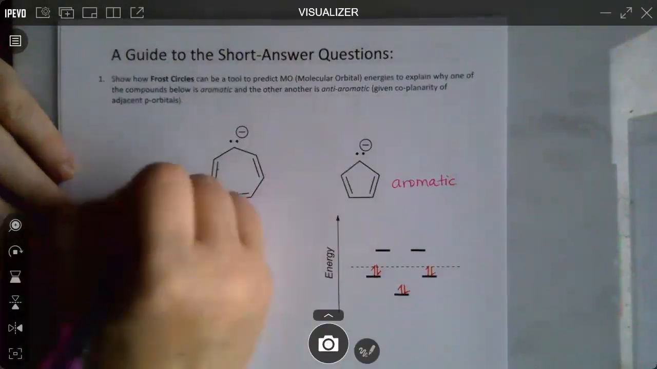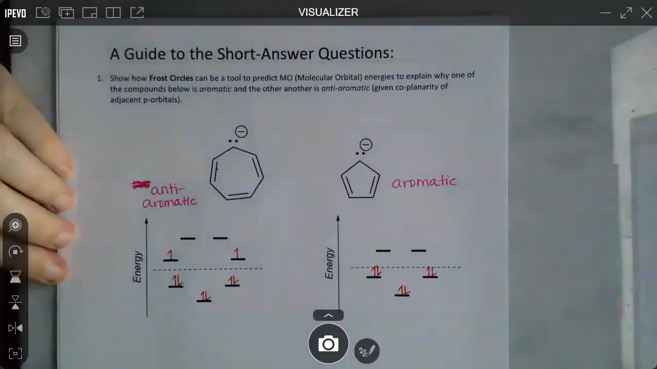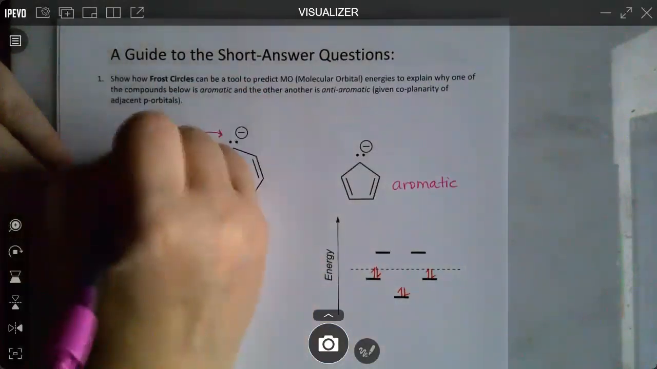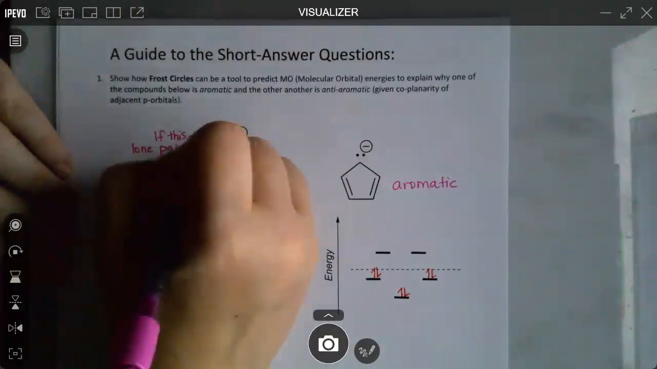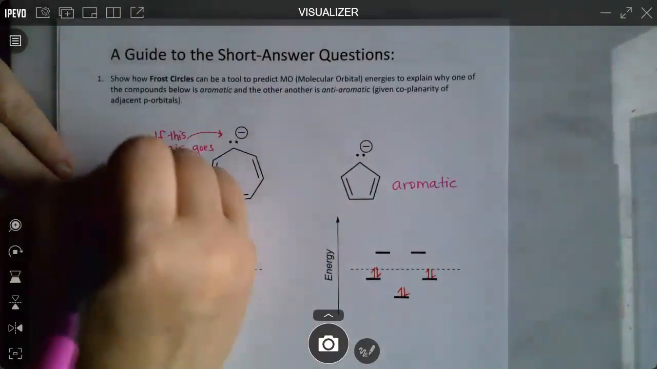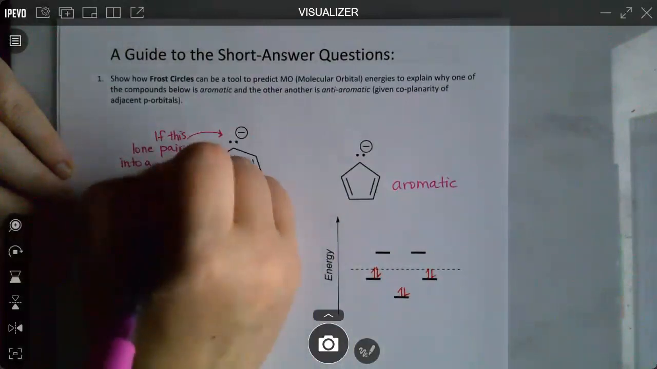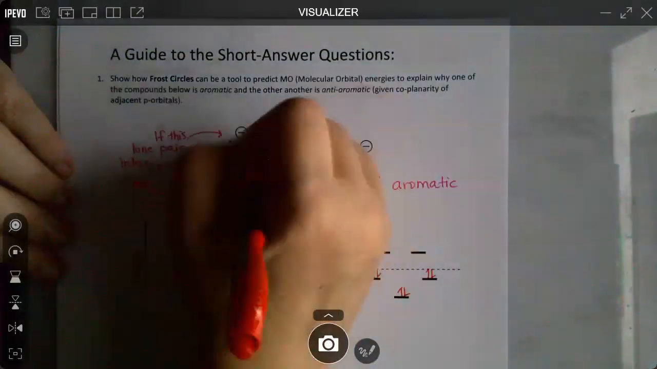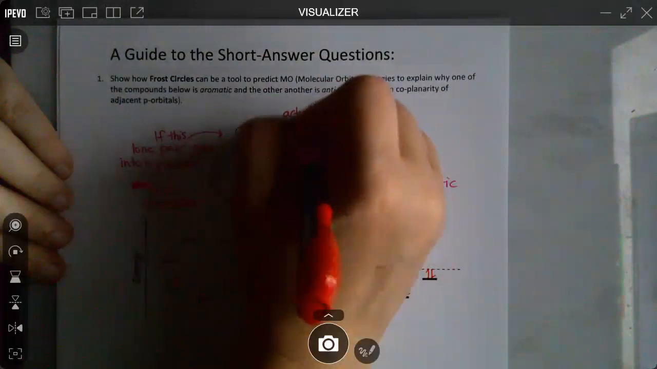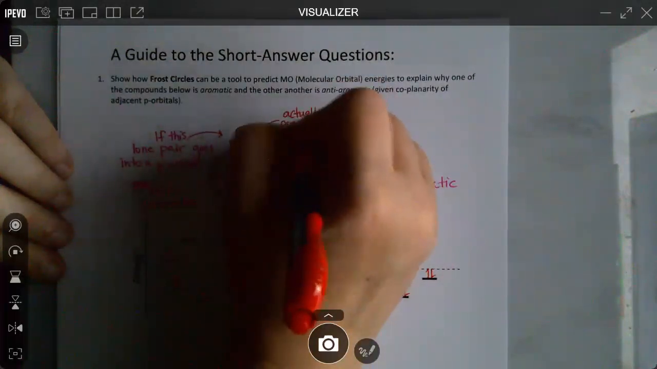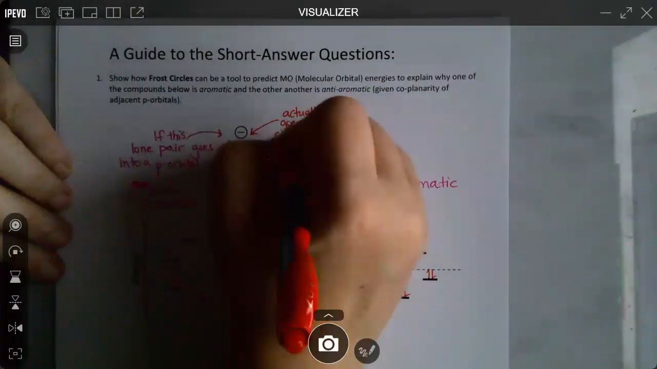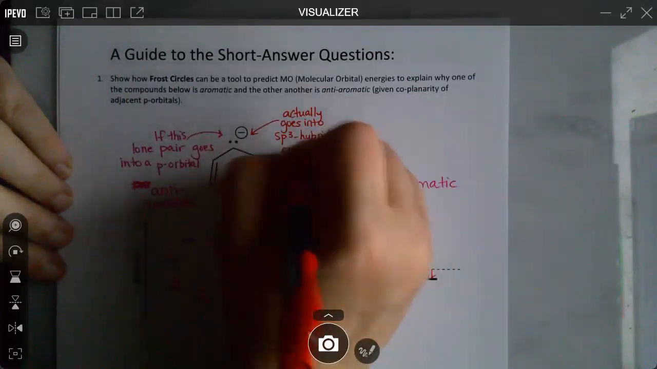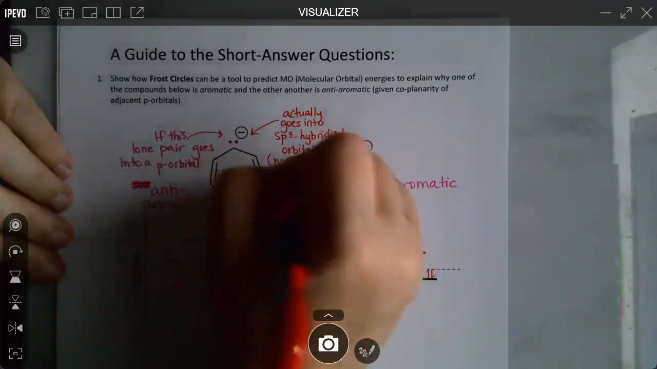But we only call it anti-aromatic if this lone pair goes into a p orbital. So it's a big assumption because, of course, it can also go into a hybridized orbital. So we'll put actually that it goes into an sp3 hybridized orbital, to make this compound non-aromatic.